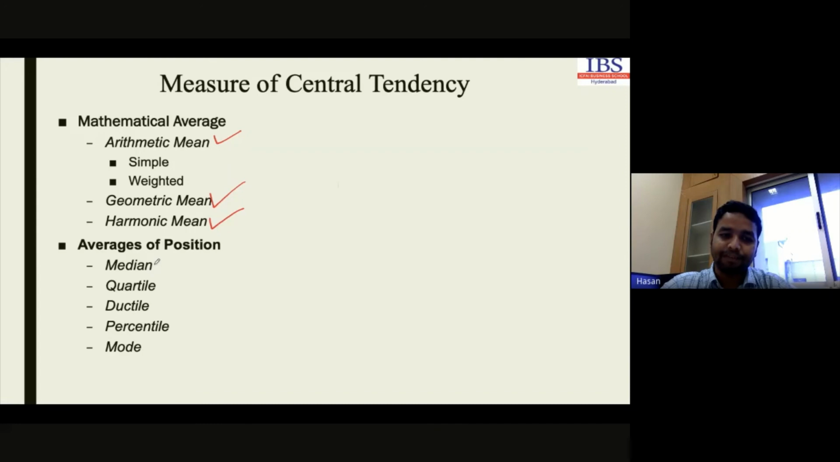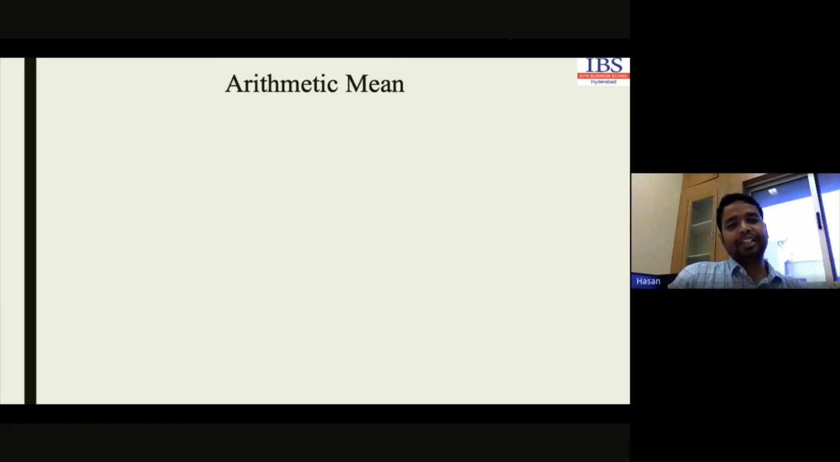That means we have median, quartile, decile, percentile and mode. I don't know whether you are familiar with these terms or not, but you must be because they are there in your class too, right? So I'm going to start with the very first one, the arithmetic mean. How do we take the arithmetic mean? Can anyone guess?